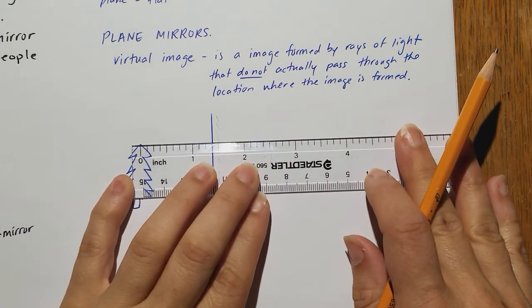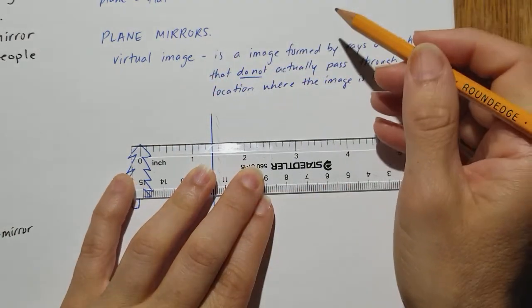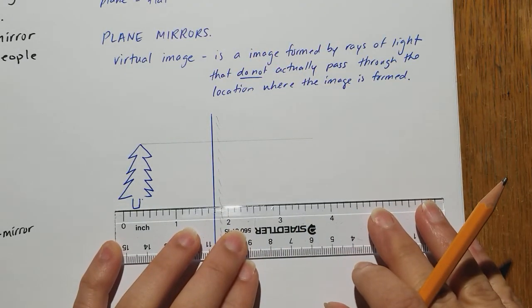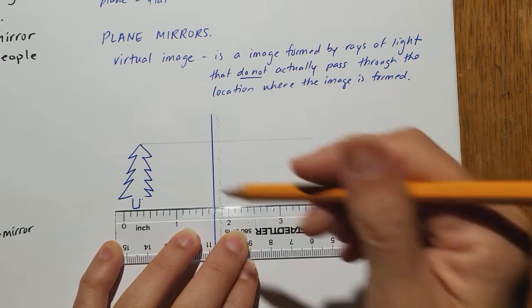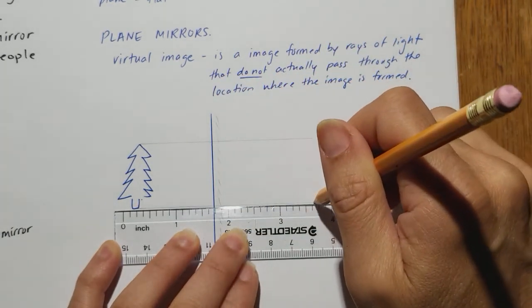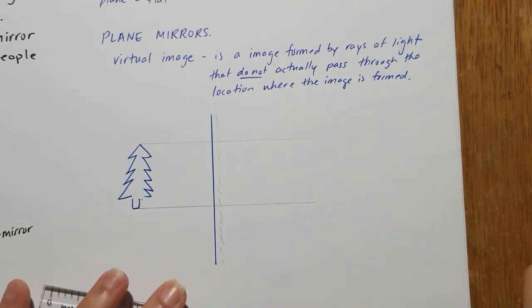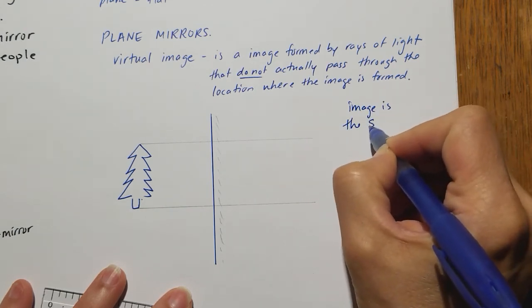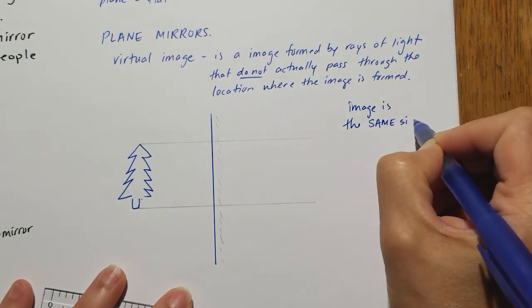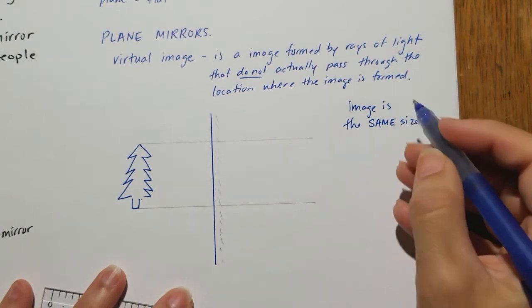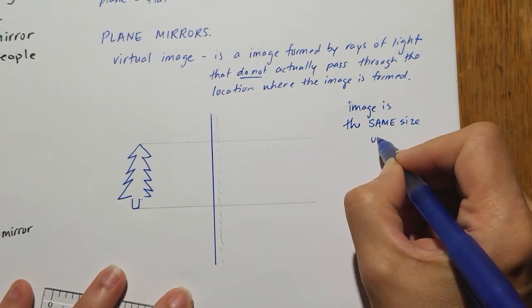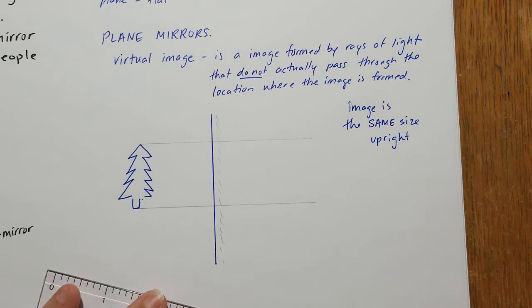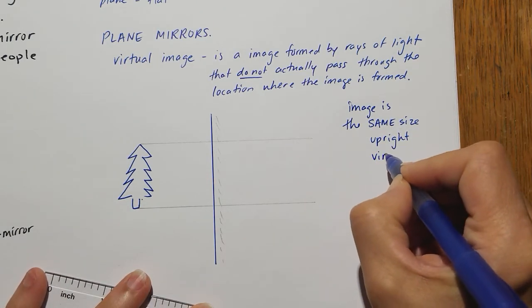What we want to prove, and I hope you know this, is that the image, when you look in a mirror, appears the same size. If you look at your face in the mirror, you see it as the same size. You see it as upright. And I'll explain to you how it's virtual.